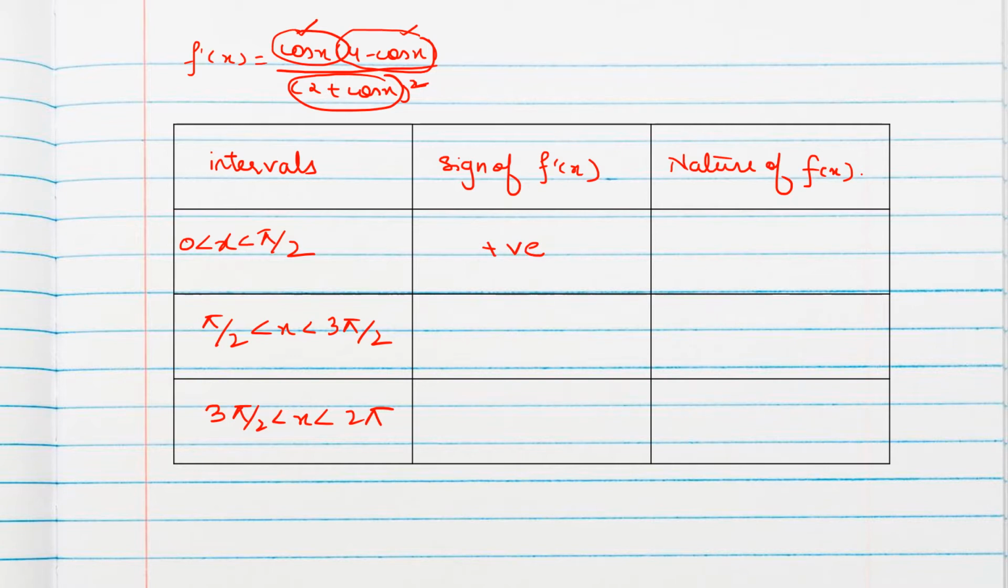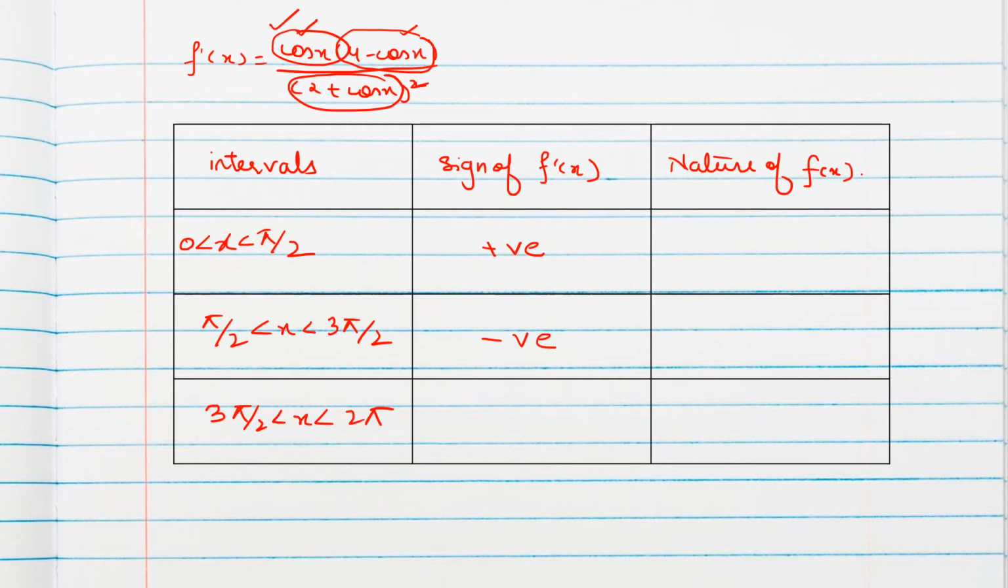Pi by 2 to 3 pi by 2, that is pi by 2 to pi and pi to 3 pi by 2, means the second and third quadrant. In both the second and third quadrant cos x will be negative. So from pi by 2 to 3 pi by 2, f dash of x will be negative.